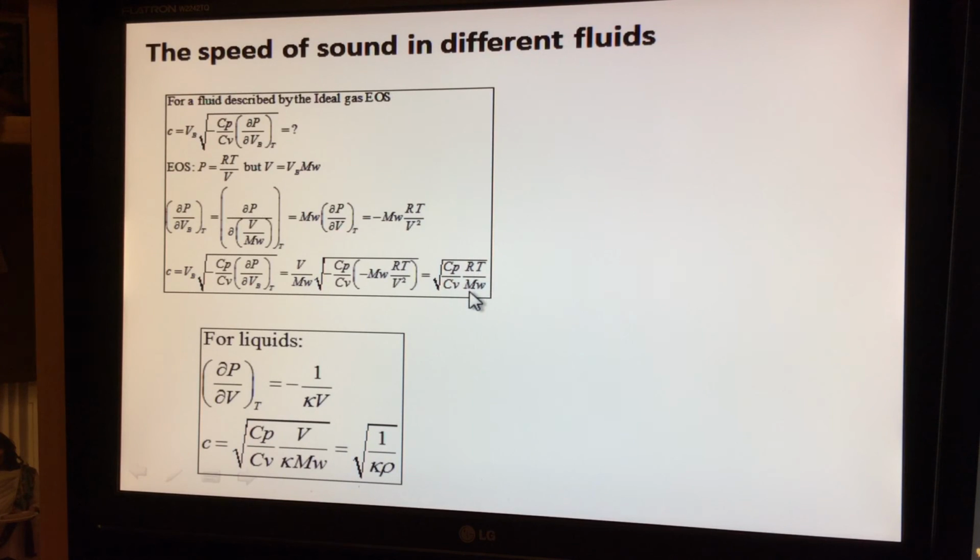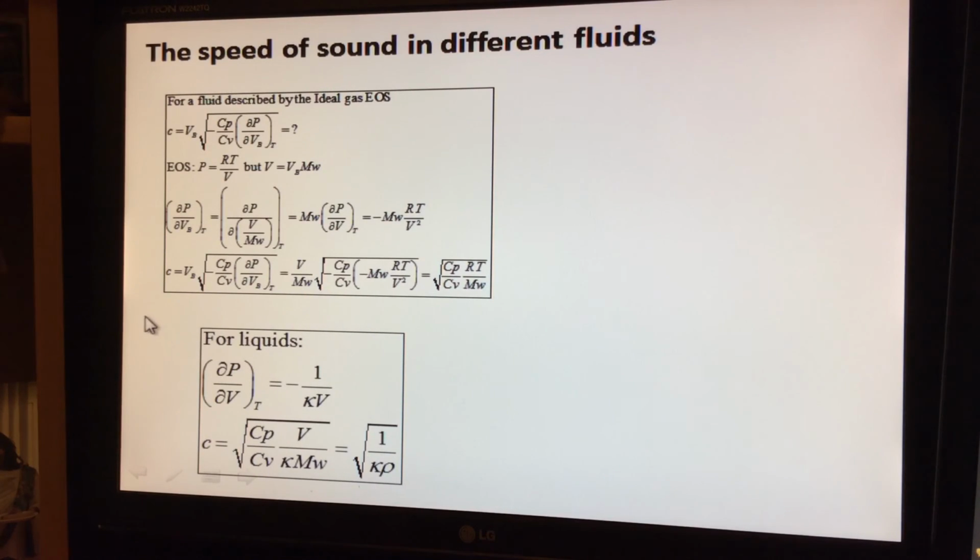R is again a constant, and T is the temperature, so the molecular weight and the temperature are the two variables. If you're considering the speed of sound at constant temperature in different fluids, then obviously the molecular weight becomes very, very important. So you can see that, for example, sound travels much faster in hydrogen than it would in oxygen, because the molecular weight of hydrogen is very small compared to oxygen, and that small number is in the denominator, so making c a very large number.